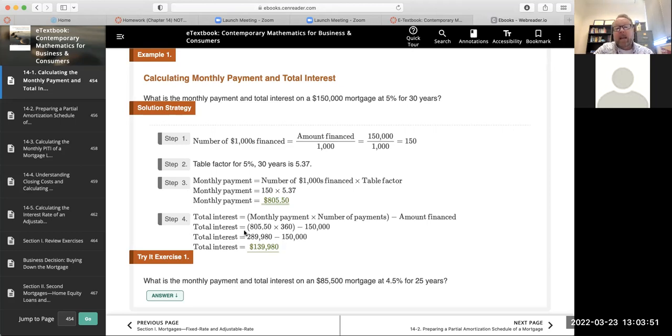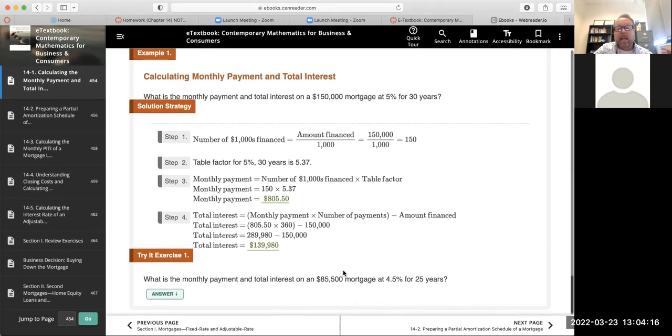So what this is telling us is if you took out a loan for $150,000 at 5% interest for 30 years, and you make the minimum payment every month, you will end up paying $289,980 for the home, which means that you spent $139,000 in interest alone on the home. So kind of a bummer, right? But that's the way it is. That's the reality of it.